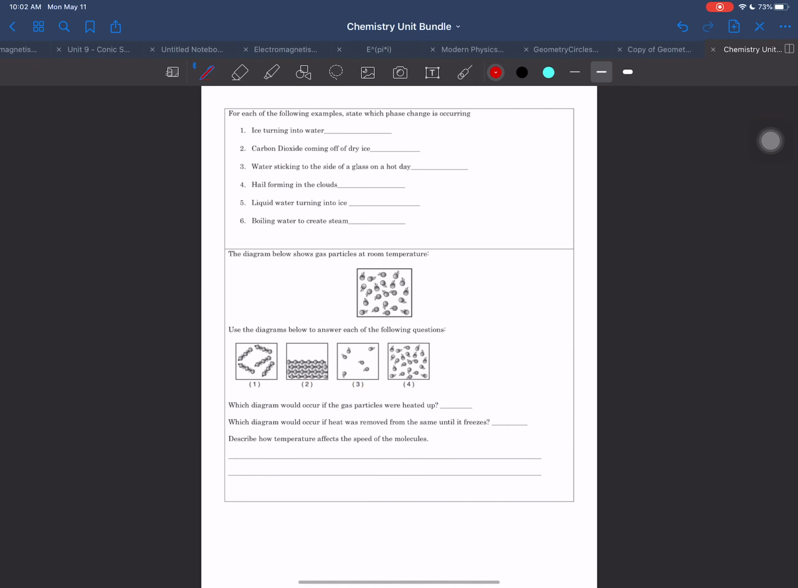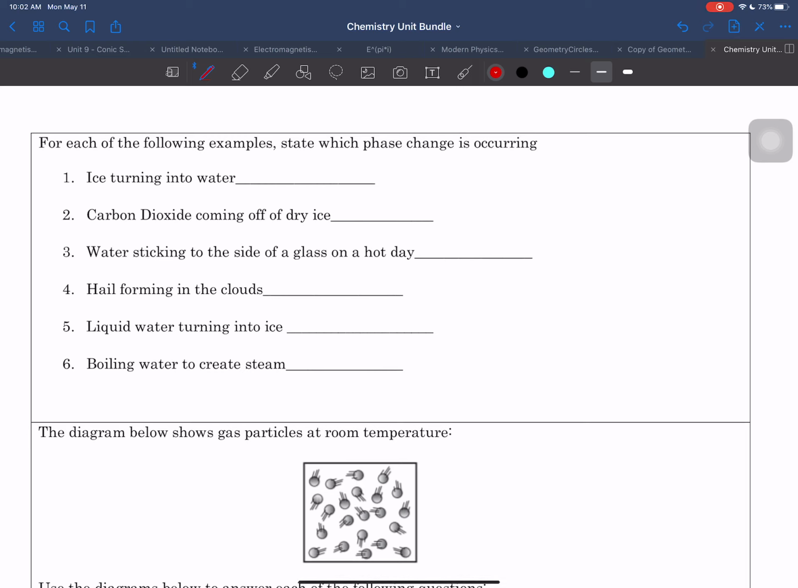Let's flip over. Now we're going to do an example of each of them, and I probably said a lot of them already. For each of the following examples, state which phase change is occurring. So ice turning into water, that's a solid to a liquid. So a solid to a liquid is melting. Carbon dioxide coming off dry ice. So remember, dry ice is just frozen or solid carbon dioxide. It's not actual water ice. So this is a good example of sublimation.